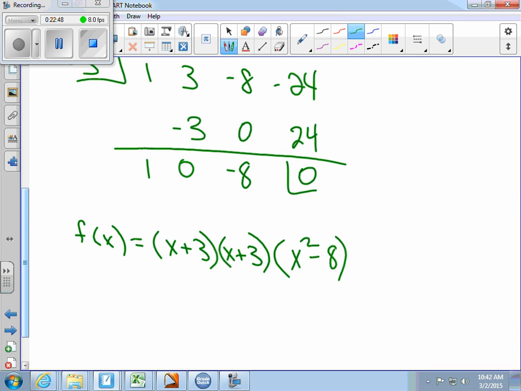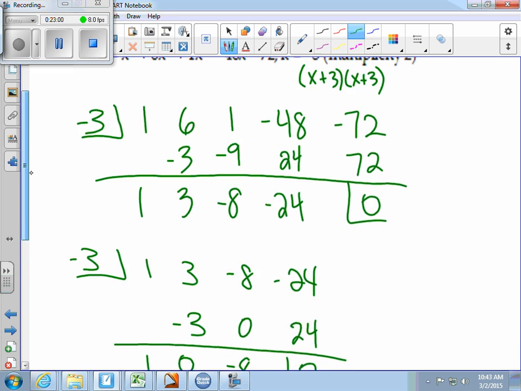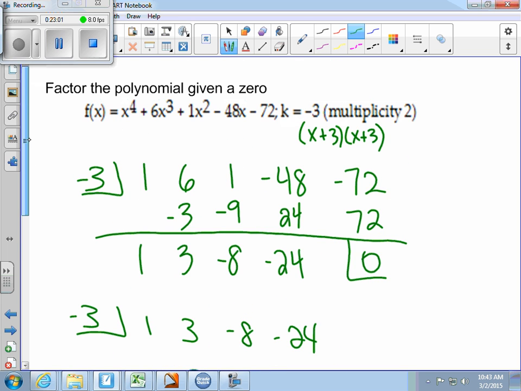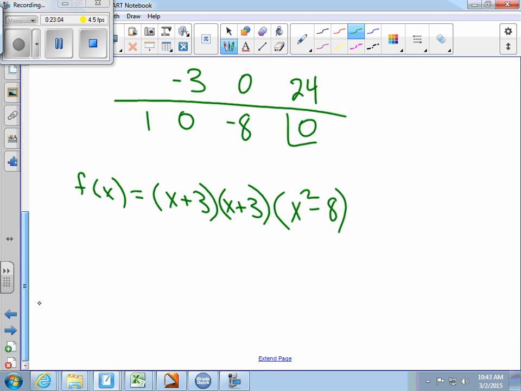Any questions so far? Since it's not a perfect square, you can't. Now if it were a 4 or a 16. Now let's go back and read the question. It said factor. Did I do that? I'm done. I can't factor x squared minus 8 anymore.